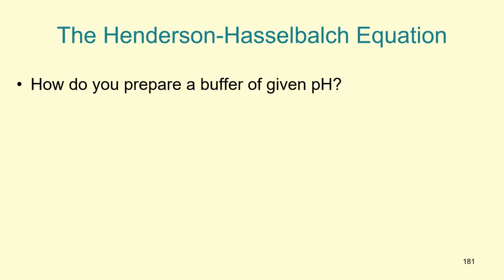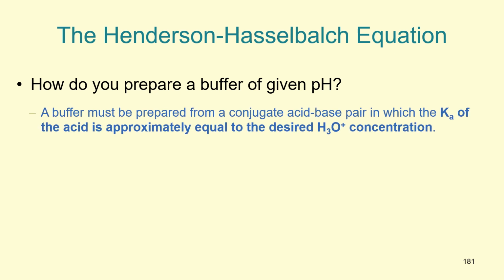So we can actually take our Ka expression and rewrite it. How can you prepare a buffer of a given pH? Like I said, with a buffer you pick a conjugate acid-base pair where the Ka is approximately close to the pH that you want, or the H plus concentration. There's actually something called a pKa, but you want the exponent of the Ka to be close to the pH that you want.